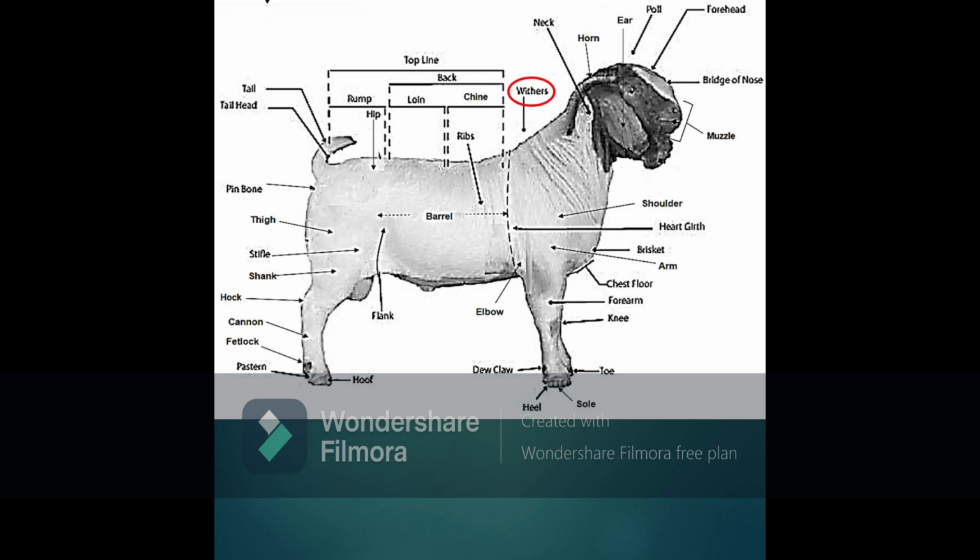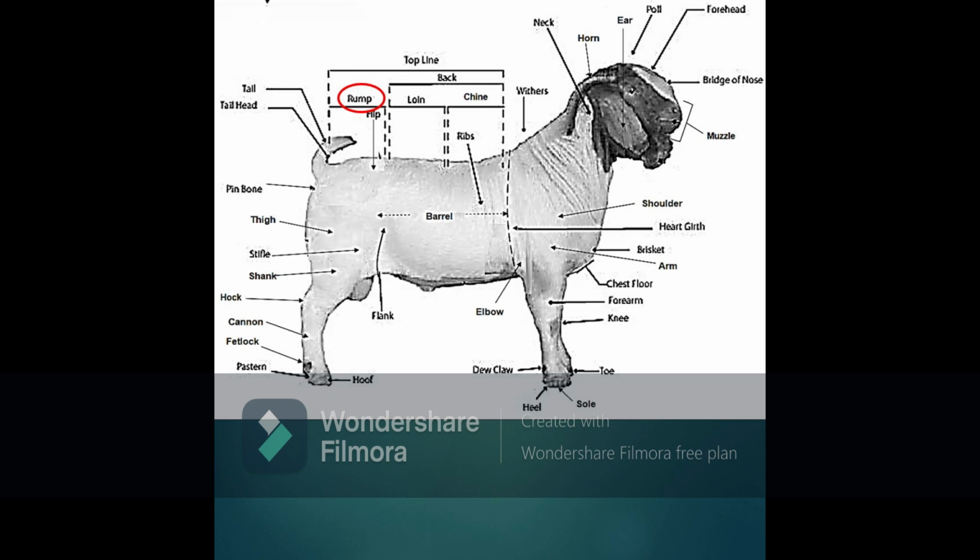The withers, which refers to the junction of the dorsal margins and the scapula. The chine, which refers to the region directly behind the withers. The loin, which refers to the lumbar region of the back. The back is the part of the vertebral column consisting of the chine or rack and the loin.